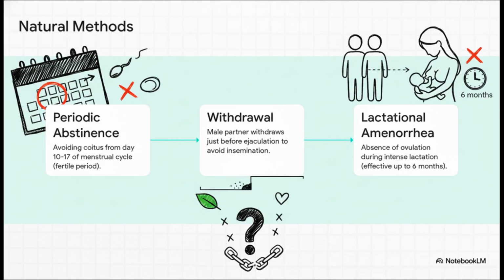First, you have periodic abstinence. This means avoiding intercourse during the fertile window of the menstrual cycle, which is roughly day 10 to day 17. Then there's withdrawal, or coitus interruptus, where the male pulls out right before ejaculation. And third is lactational amenorrhea, which is pretty cool. After giving birth, intense breastfeeding can naturally stop ovulation for up to 6 months. The great thing about these methods? No side effects. The downside? The failure rates can be pretty high.